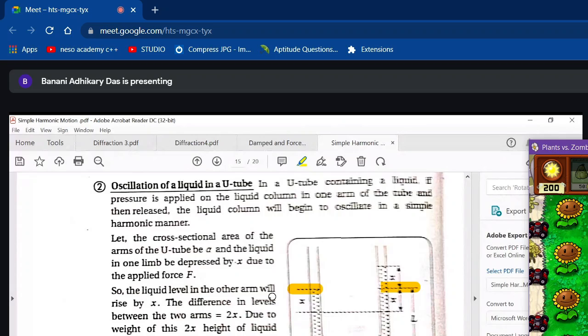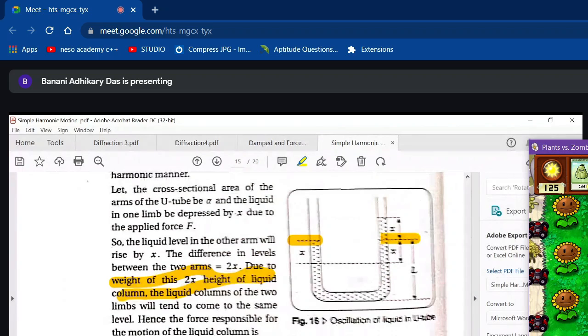So let alpha be the cross section, and this is the main thing. What is the restoring force? The restoring force is generated by the weight of this 2x height of liquid column. So what is the force acting on the system? If rho is the density of the liquid, then density is mass by volume, so mass is equal to density into volume.